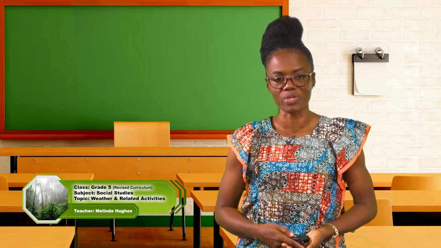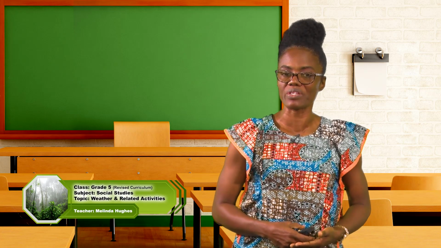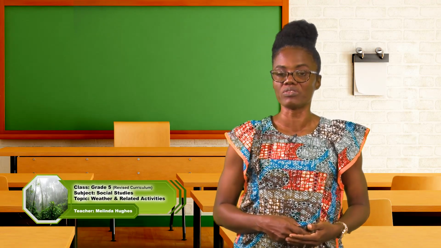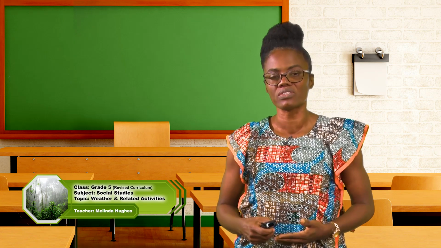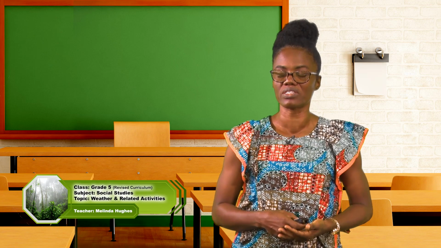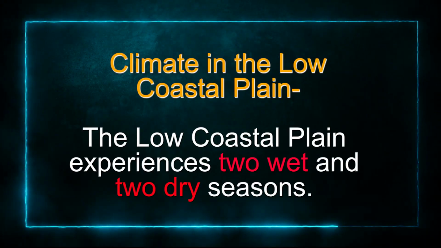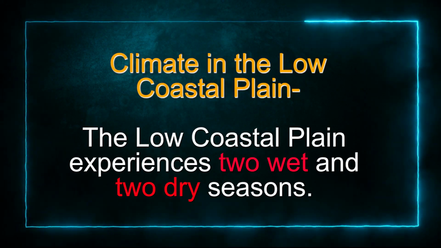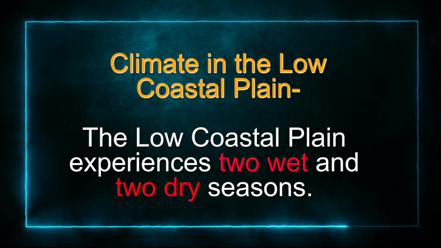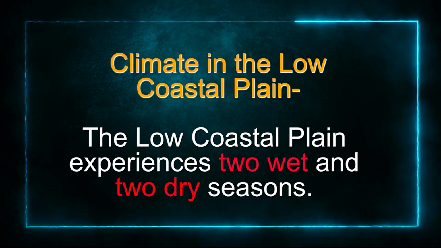So let's get going. We will examine each natural region, the type of climate it experiences, and other patterns that are experienced within that particular natural region. So we will begin with the low coastal plain. The low coastal plain experiences 2 wet and 2 dry seasons. So for the climate, 2 wet and 2 dry seasons.